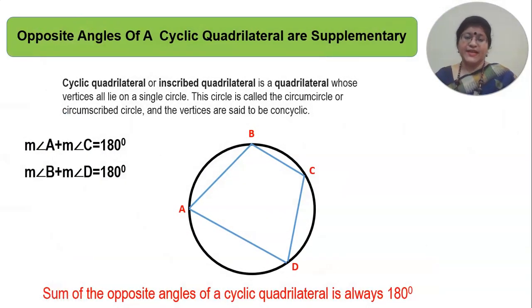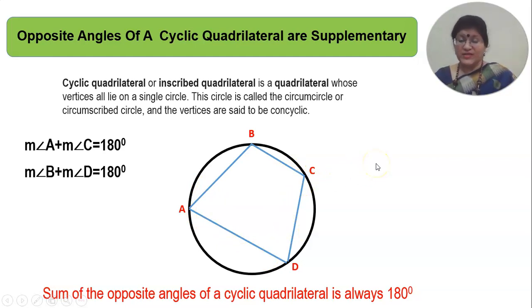Opposite angles of a cyclic quadrilateral are supplementary. So this is a cyclic quadrilateral ABCD, and in this cyclic quadrilateral, angle B plus angle D will be 180 and angle A plus angle C will be 180.